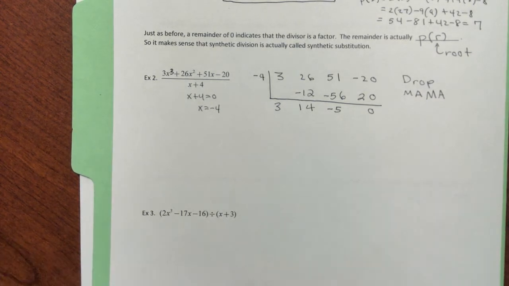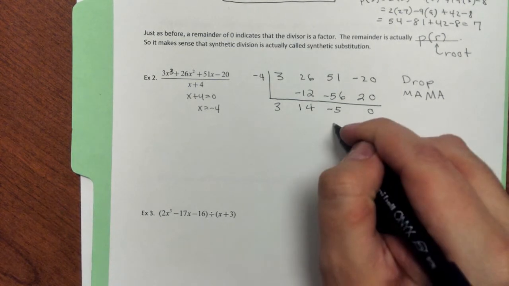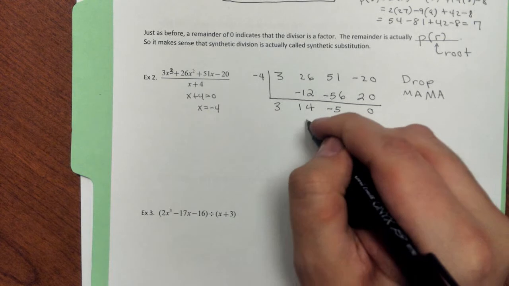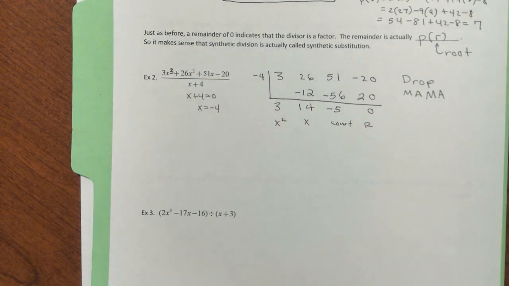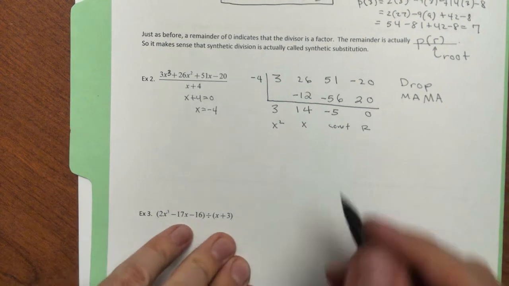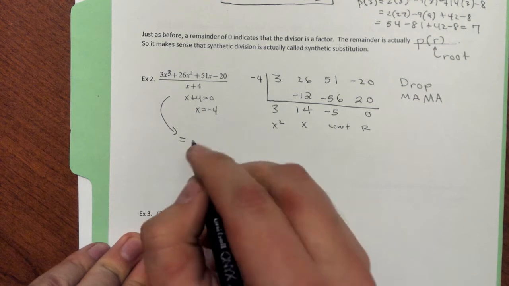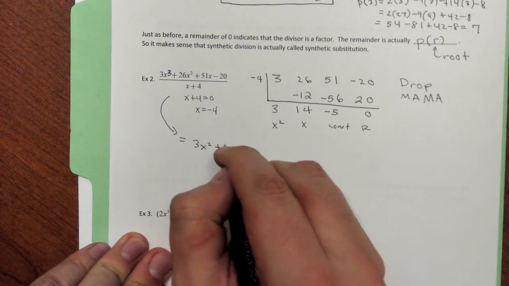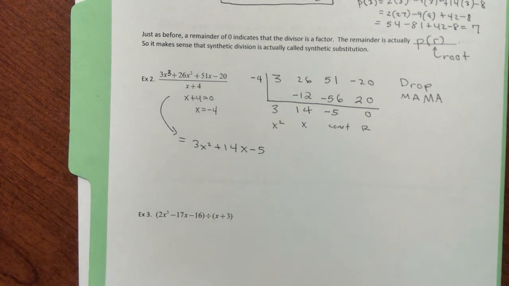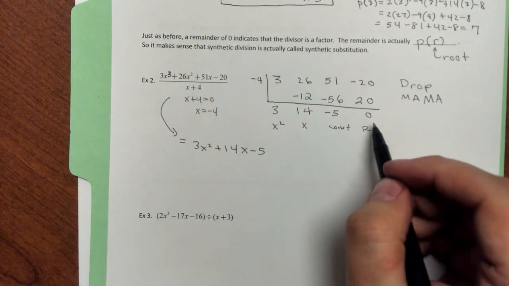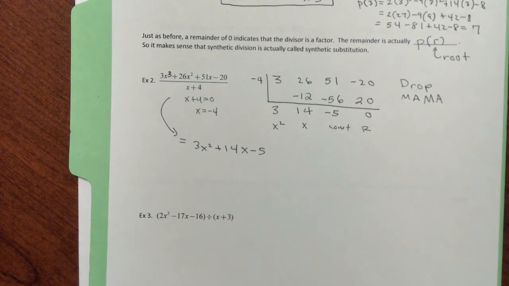So again, I need to convert this to a polynomial. Now I know right down here, this is my remainder, this is my constant, this is my x term, and this is my x squared term. Okay, so that means that this quotient right here is actually equal to 3x squared plus 14x minus 5. Now again, I got no remainder, which means if I put negative 4 into this polynomial, I would get 0.